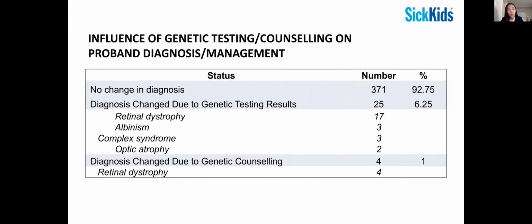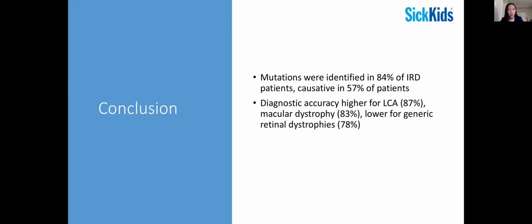So there were 29 probands whose clinical diagnosis was modified based on the genetic result or counseling, as shown in the table here. So our results show that we're able to identify a genetic cause in around 84% of IRD patients, including families at Sick Kids, and they were labeled causative in 57% of probands. And that's 57% of patients with IRDs that now have the chance to know their genetic cause of disease.